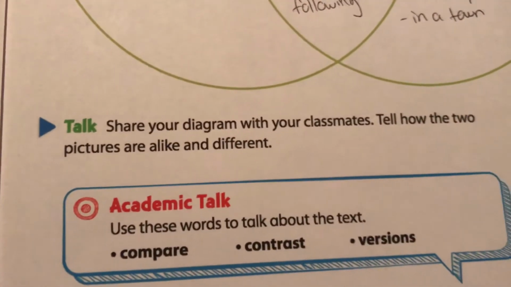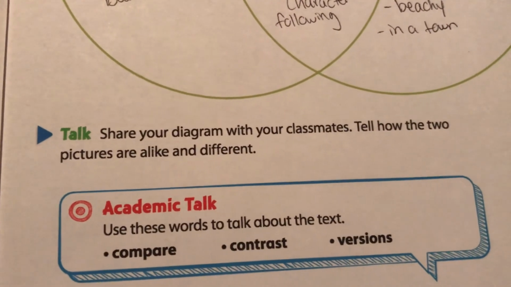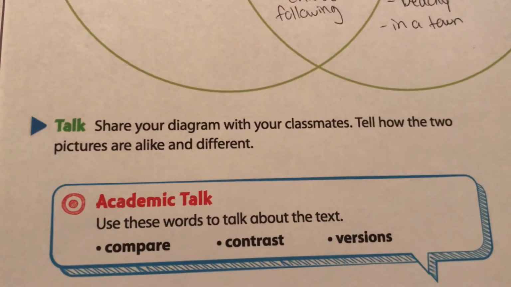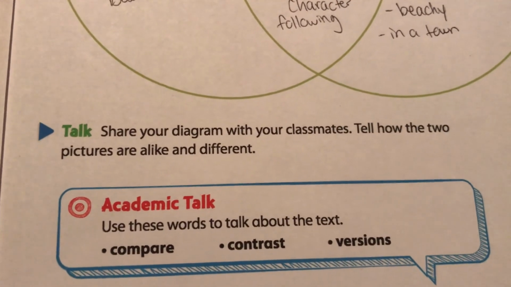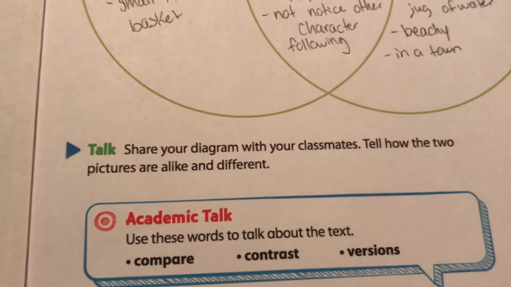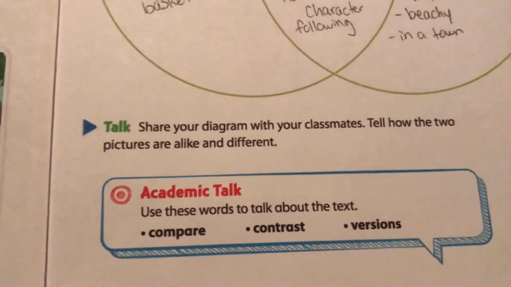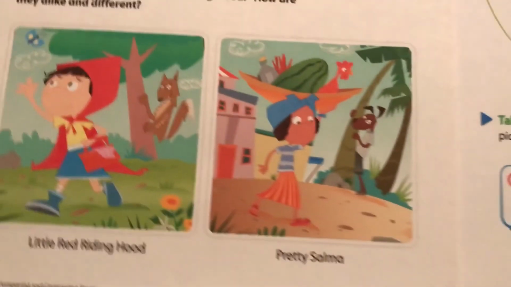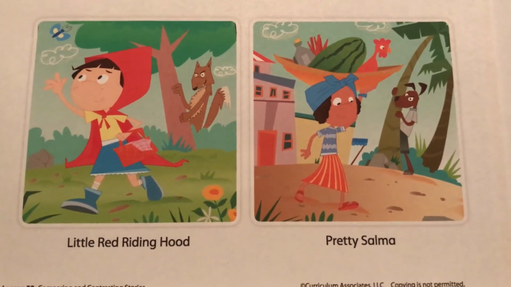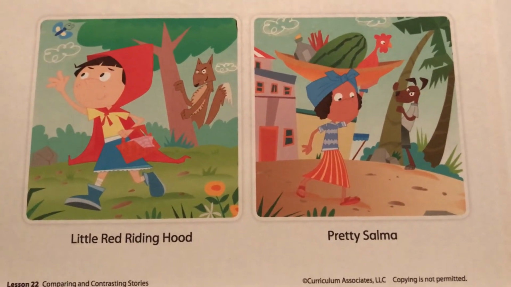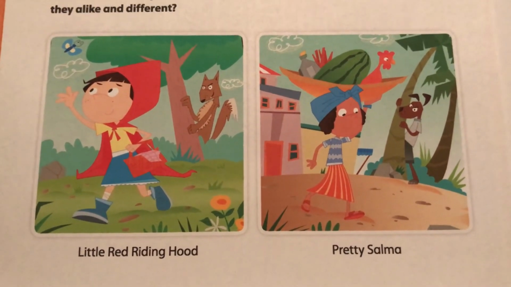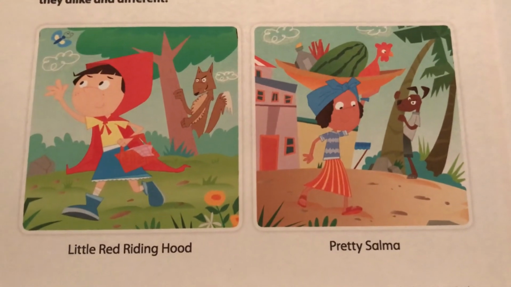So a little activity to share with you guys is, when you're done, you can always share your diagram with your classmates and see if you can tell how the two pictures are alike and different. Right? And maybe to add on to that skill, convince your classmates which version is the better version based on your own point of view. See if you can try to convince your classmates of that. And that's what I'm going to leave you with, your challenge for today.